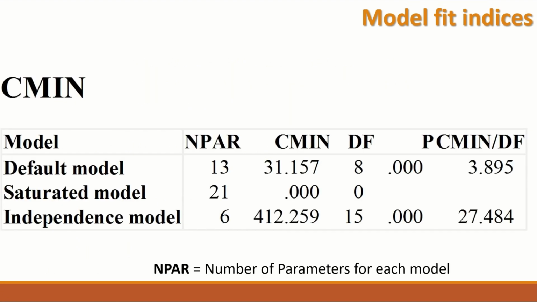As shown in the next slide, the default model chi-square, as shown in Spearman, is 31.5, with DF of 8 degrees of freedom. When this value is divided by the 8, it will generate 3.8. So this is an okayish value, but the p-value here is significant. And the NPR stands for number of parameters for each model.